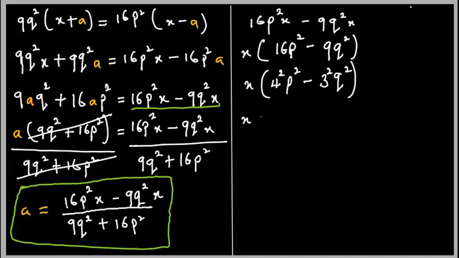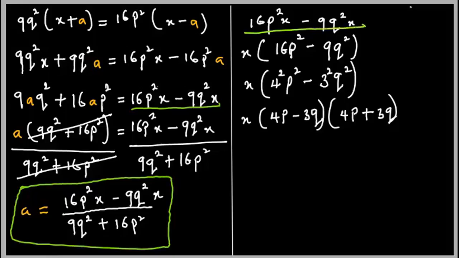So by difference of two squares, you can write this as 4p minus 3q times 4p plus 3q. Yes, so this is actually what I was trying to show you. I can write this whole term here as a difference of two squares.